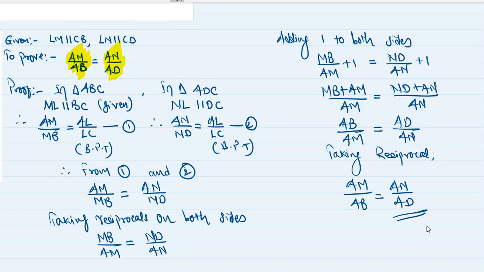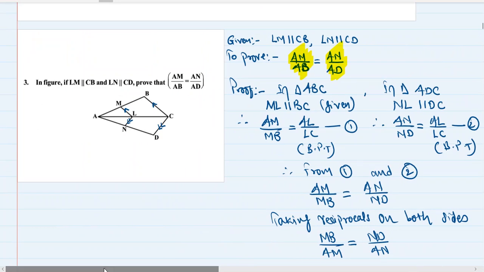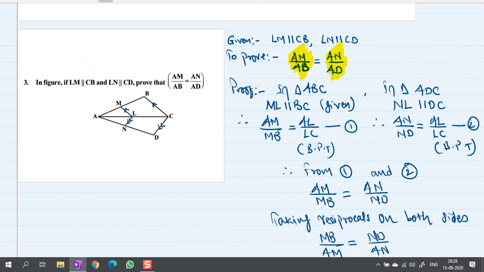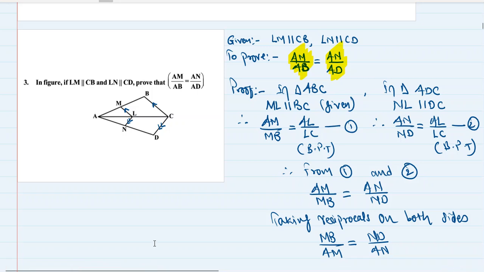AM upon AB is equal to AN upon AD. Correct? So we have proved it. This is the method. This is the way you should write a proof. This is a typical proof based on the basic proportionality theorem. So I hope you have noted it down by pausing the video in between.